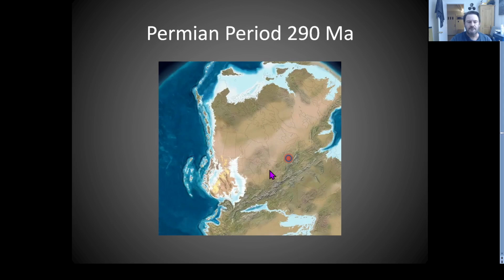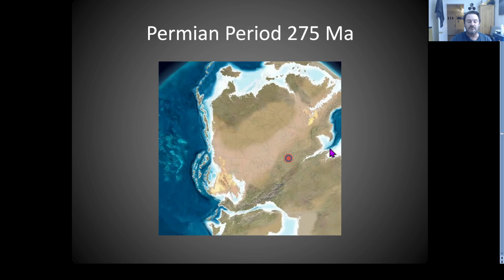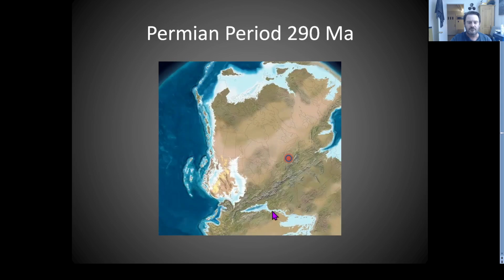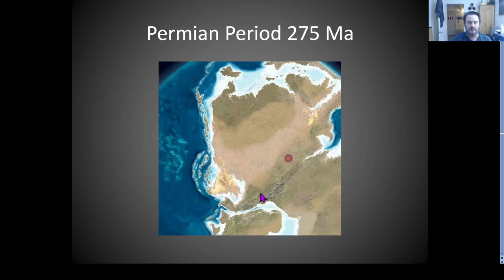So that's 290. This is 275. Again, the mountains have eroded down a little bit, and you can see the sediments. These are all sediments from the Appalachian Mountains right here. This whole area, it even fills in here. See, it's starting to fill in. These are all sediments from the Appalachian Mountains.